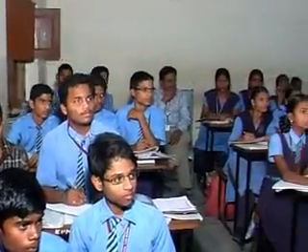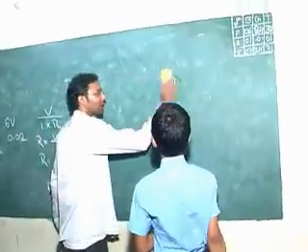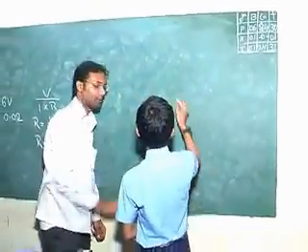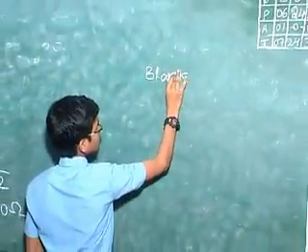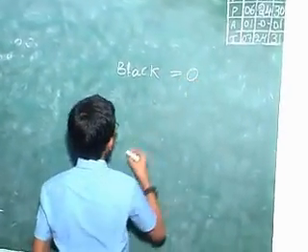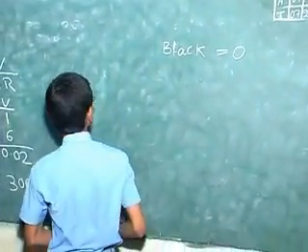On the board. Don't write 1 here, right? Let us start with black. Black is equal to 0. Note down all of you. Black is equal to 0.